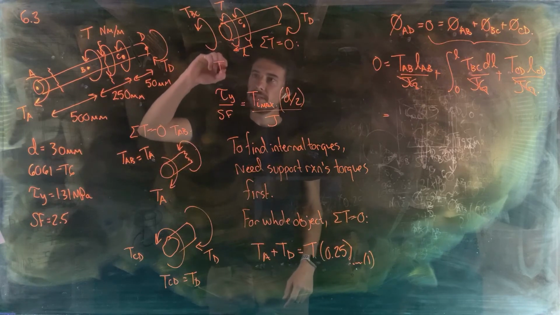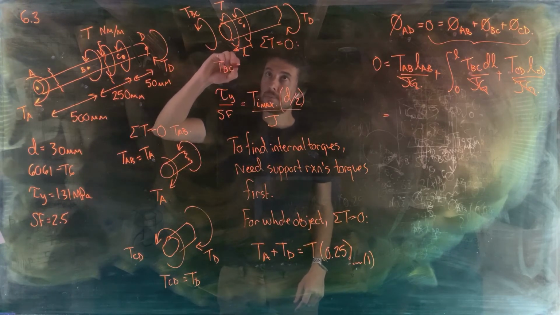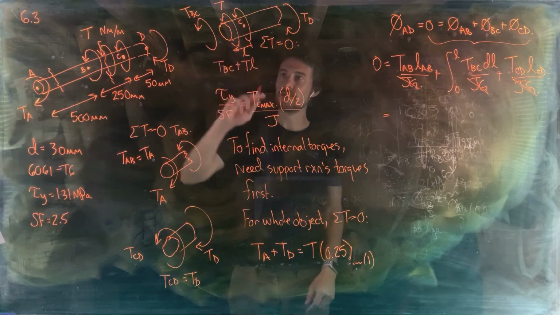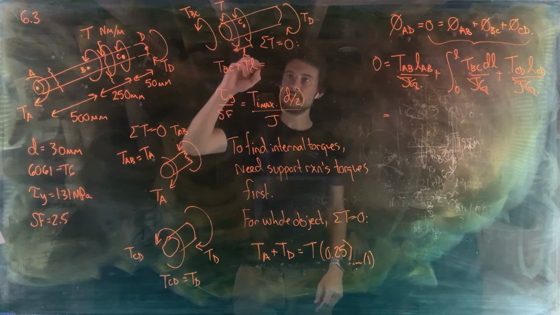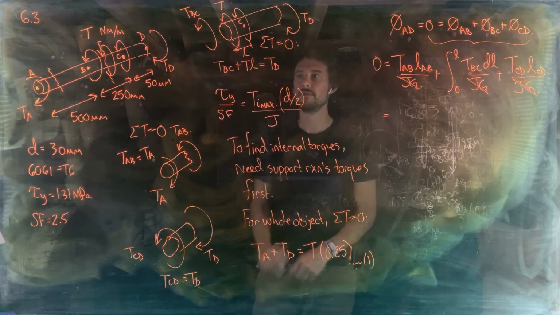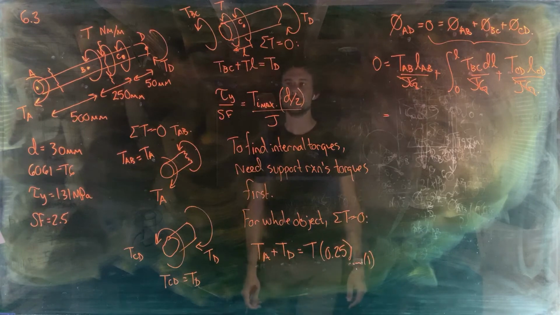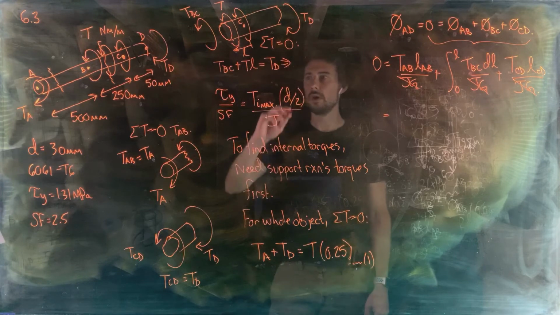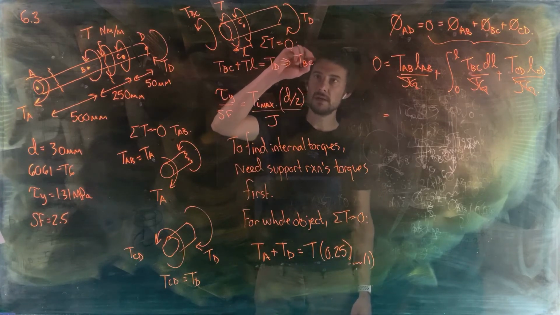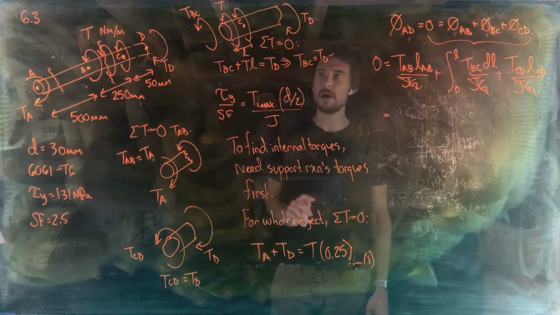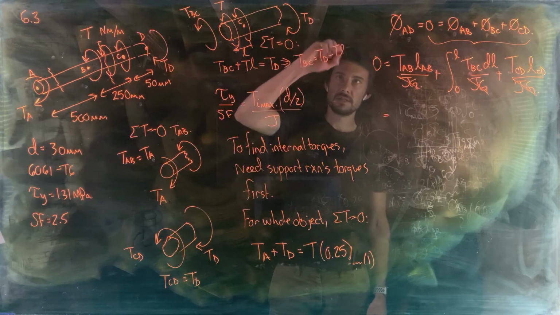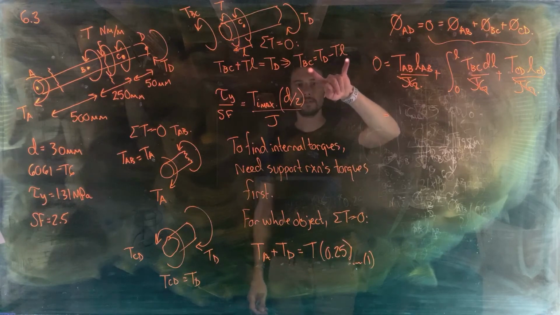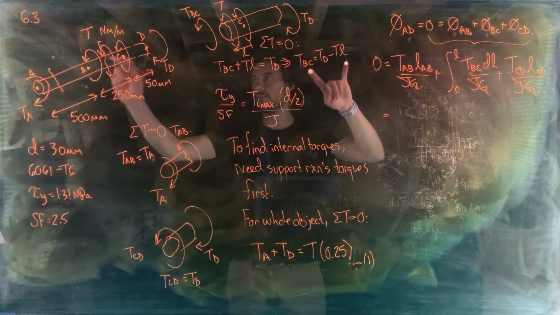So we've got TBC plus the distributed torque, or the resultant from that, which is given by T multiplied by L, is equal to the torque in the other direction, which is T subscript D. Okay, so that gives us TBC equal to TD minus T multiplied by length L. So now we've got an expression for the distributed internal torque in segment BC.